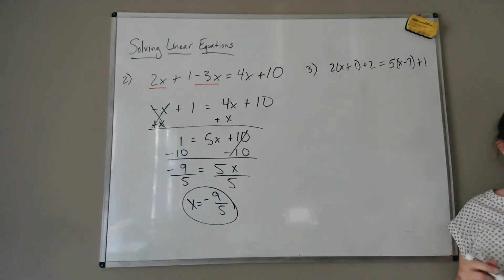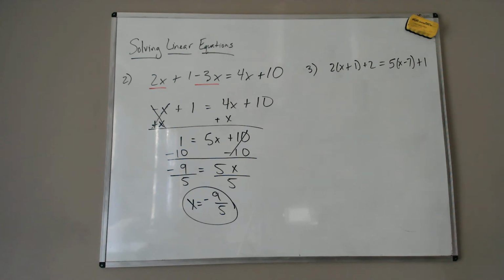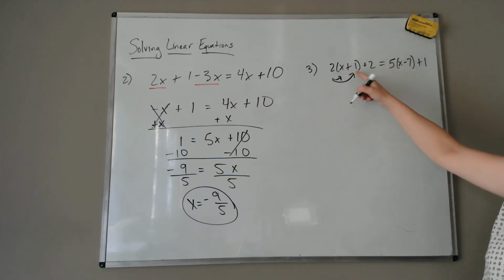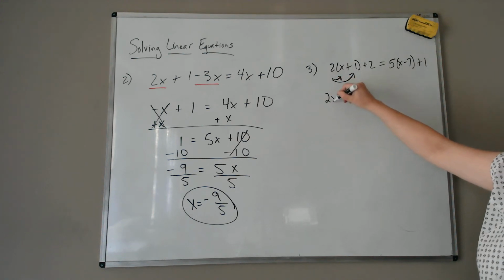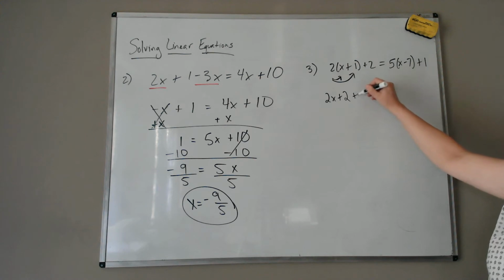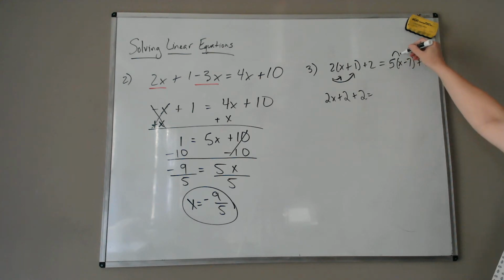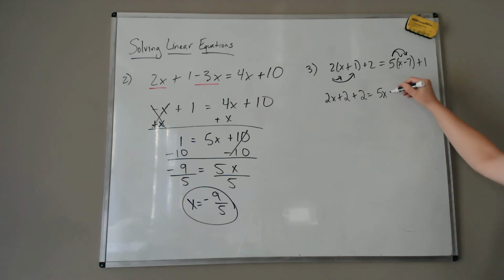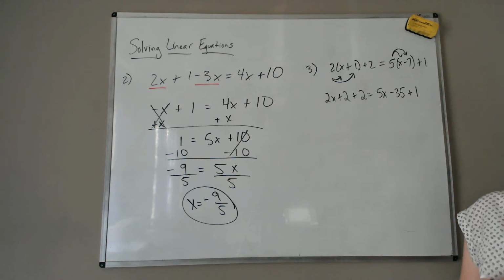Number 3. Okay, notice in number 3, we've got x's all over the place, and we also have parentheses. So the first thing we want to do is distribute the parentheses. So 2 times x plus 1, that's going to be 2x, and then 2 times 1, that's going to be plus 2, and then we just have this plus 2 outside. Now we have to distribute the 5 to the x and the negative 7, so that's going to give us 5x minus 35, and then what else you still have there is plus 1.